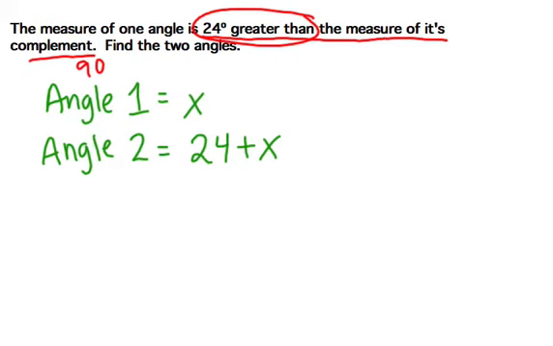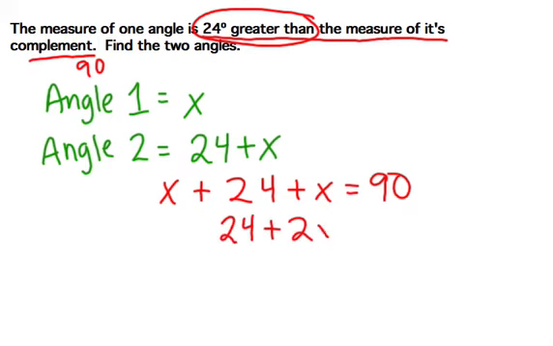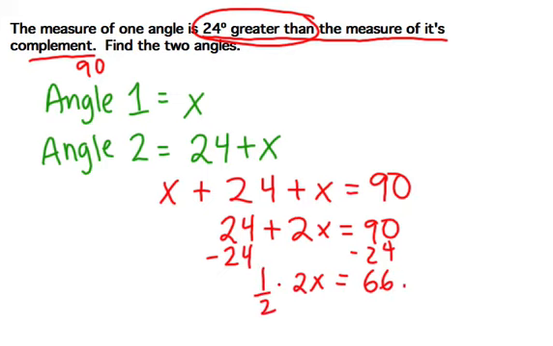Like I said, they're complementary, so if I add these up, they're going to equal 90 this time. So I have 24 and now I have 2 x's equals 90. Go ahead and start solving my problem. And when I do my reciprocal, I get that x is 33. So remember, that's only telling me the first angle. So that makes my first angle 33 degrees.